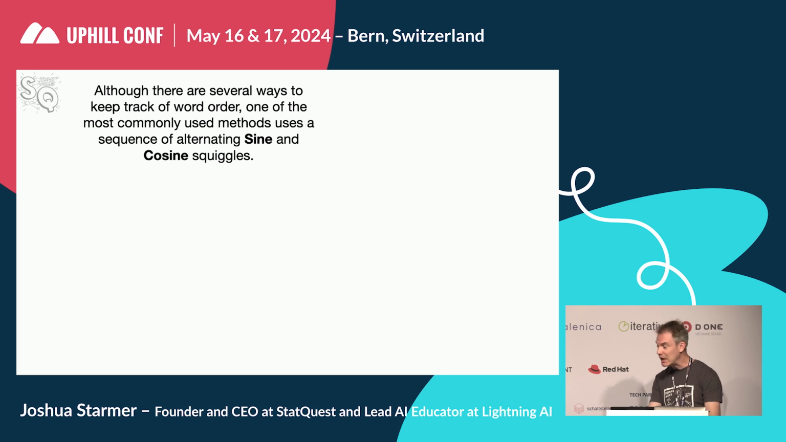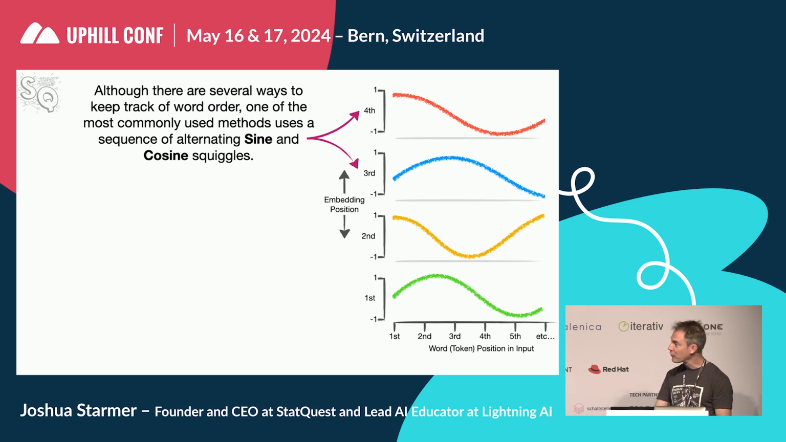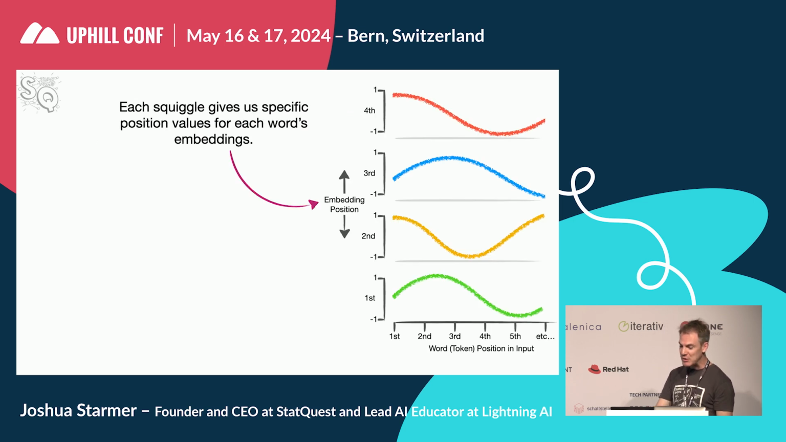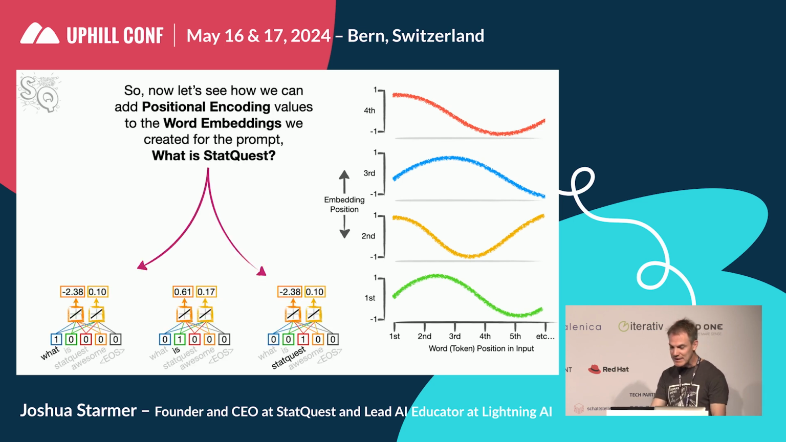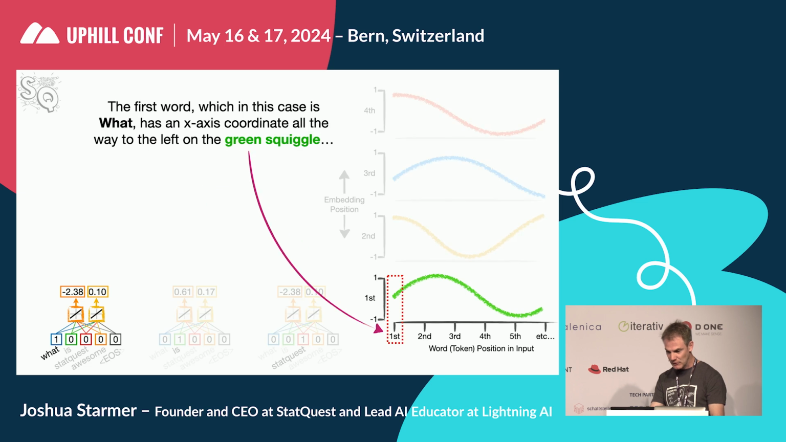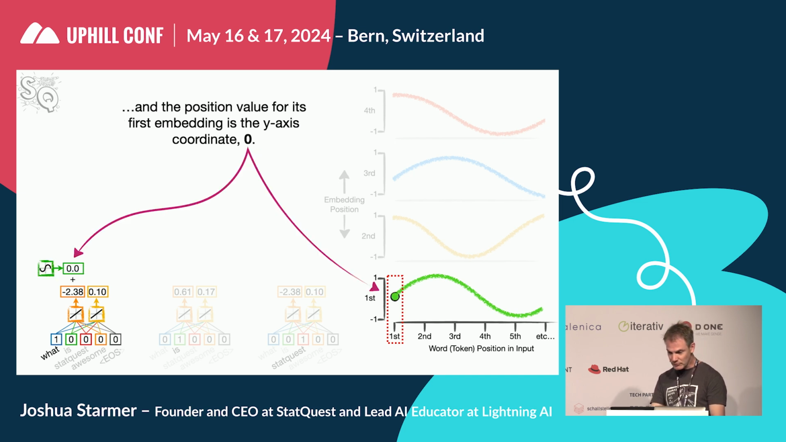Although there are several ways to keep track of word order, one of the most commonly used methods uses a sequence of alternating sine and cosine squiggles. Each squiggle gives us specific position values for each word's embeddings. So now let's see how we can add position encoding values to the word embeddings we created for the prompt, "what is StatQuest?" The first word, which in this case is "what", has an x-axis coordinate all the way to the left on the green squiggle. And the position value for the first embedding is the y-axis coordinate 0.